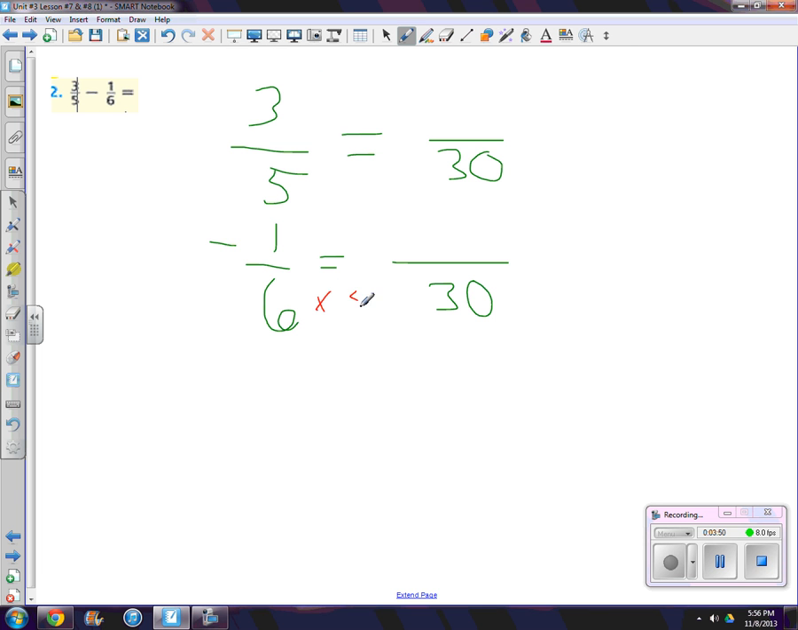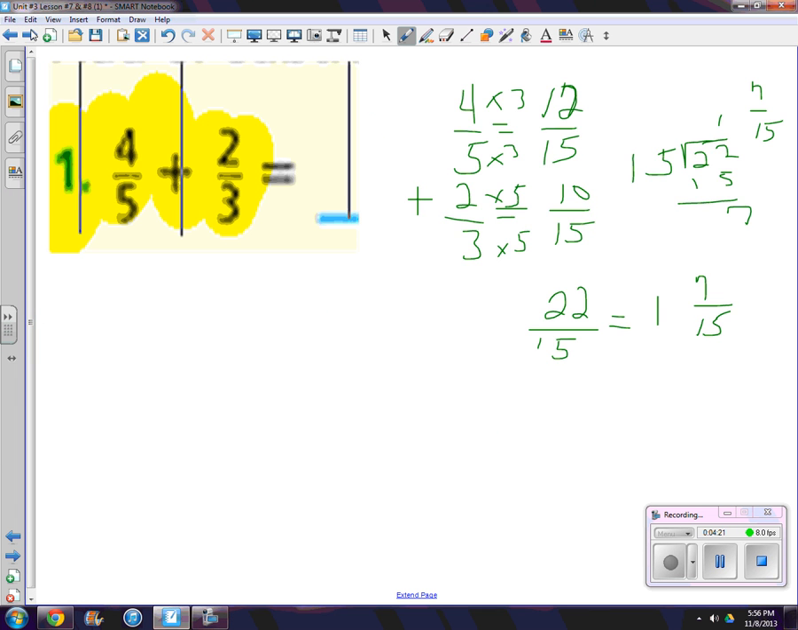6 times 5, what I do to my denominator, I must do to my numerator. 1 times 5 is 5. 5 times 6, and 3 times 6. 3 times 6 is 18. Now my denominators are alike, and it's as simple as subtracting 5 from 18, which is 13 over 30. All right, hopefully that makes sense. So now you have 1 and 2 as examples. Let's move on.